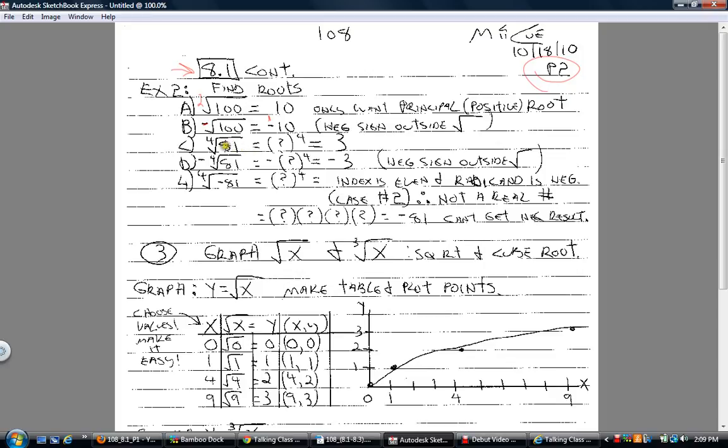What times itself 4 times equals 81? The answer is 3. 3 times 3 is 9. 9 times 3 is 27. 27 times 3 is 81. If they put the negative sign, you put it on the outside, and you're on your way.